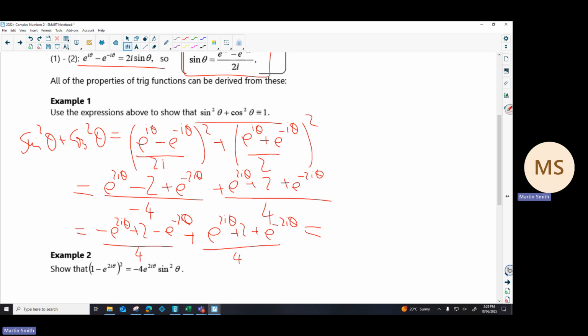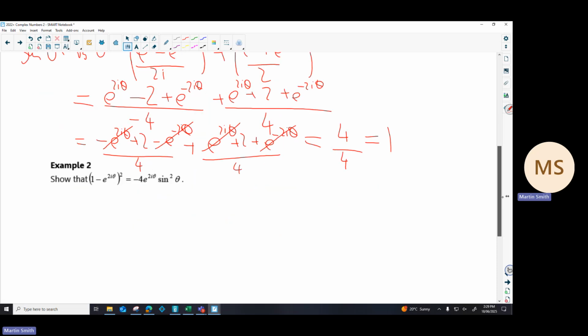Now, if you add the tops together, that minus that and that cancel out. 2 plus 2 is equal to 4. And then that and that cancel out. So we just get 4 on top, and 4 over 4 is equal to 1.